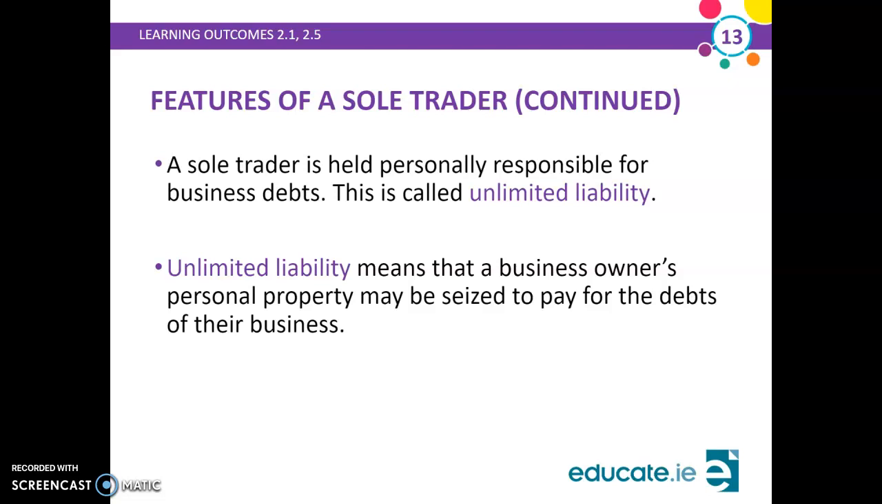Really important to know this. Unlimited liability means that a business owner's personal property may be seized to pay the debts of the business. So if you run up a massive debt and your business is failing, you could actually lose your house. Your debt is not limited to what you put in. It's unlimited. All your debts must be paid.